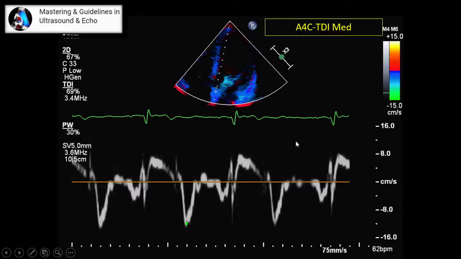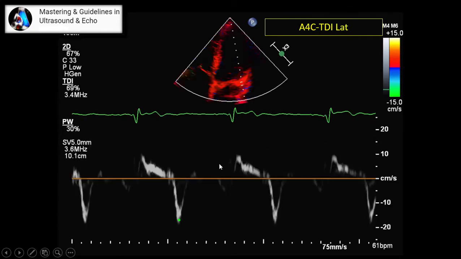Then the next step for this evaluation in apical 4 is tissue Doppler on the medial annulus. We just measure E prime. In some cases, maybe we measure S prime and A prime too. I am not going to talk about that in this lecture. You can go to another presentation that I prepared for you.